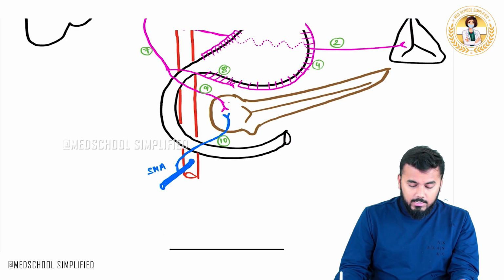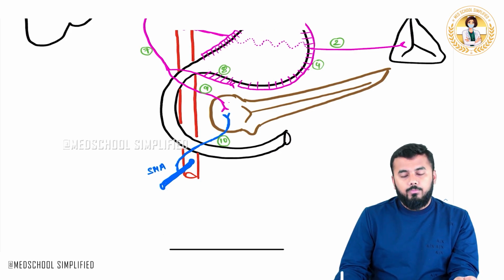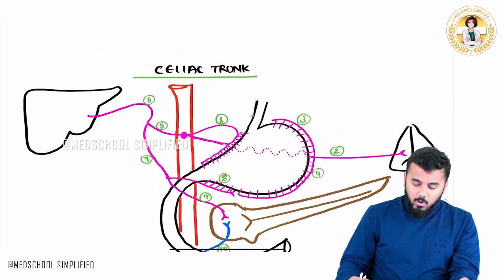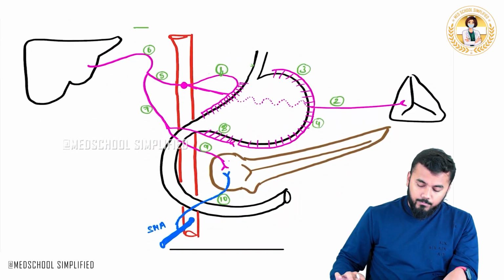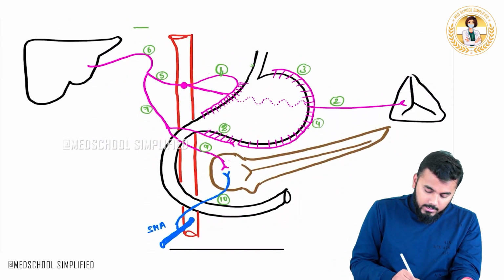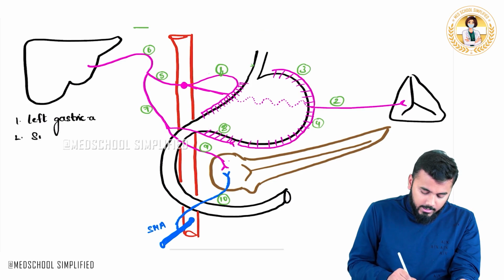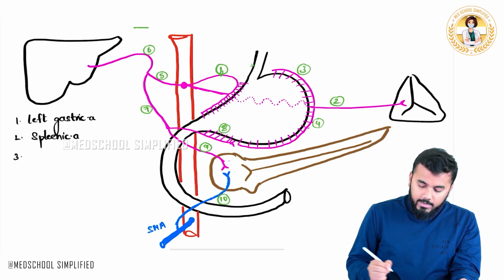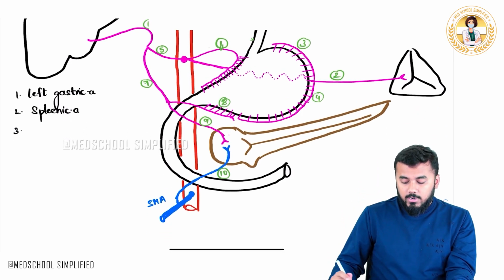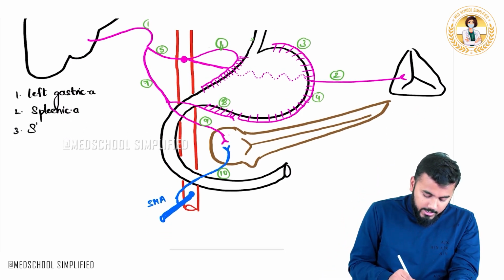Right? So, these are the important things which you need to know. So, let me name all these 10 arteries here itself. The first artery, what was this first artery? This is called the left gastric artery. What is the second artery? The second artery is called the splenic artery. The splenic artery gave two branches. What is the third one and fourth one? The third one is called the short gastric artery.